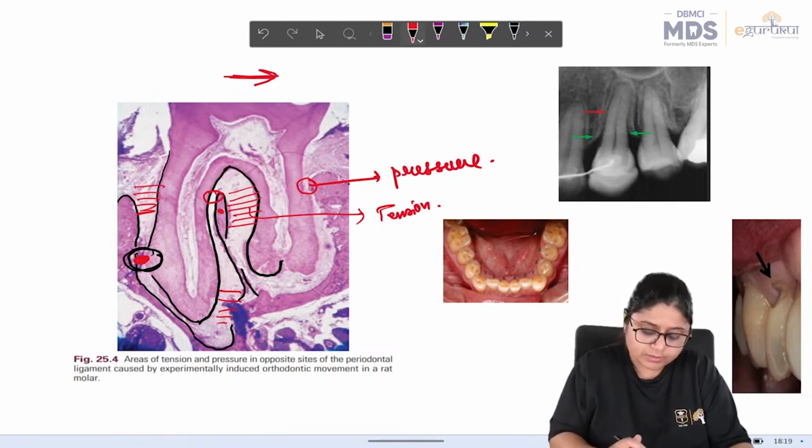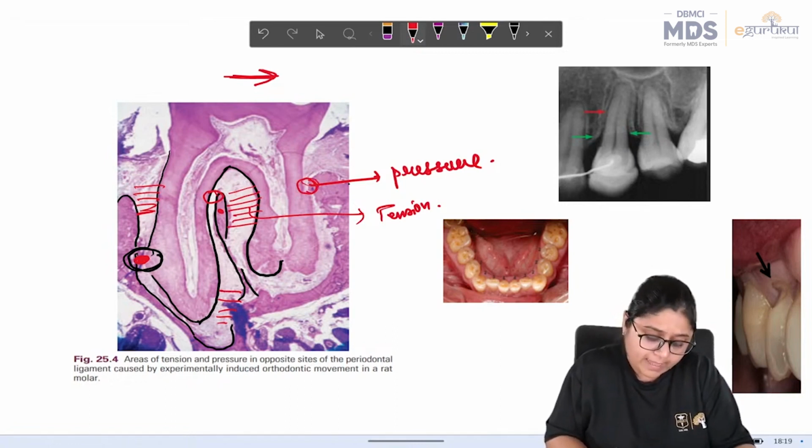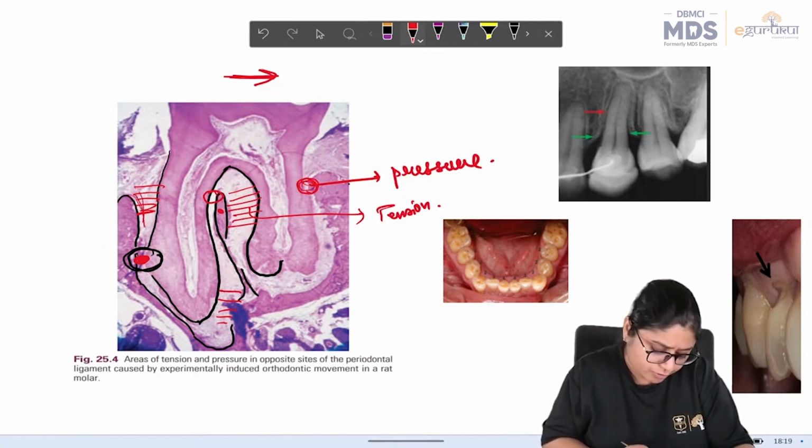These are the tissue changes. Now because of this, at the zone of pressure, if this is a slightly excessive force, there will be bone resorption, and at the zone of tension there will be apposition of bone.